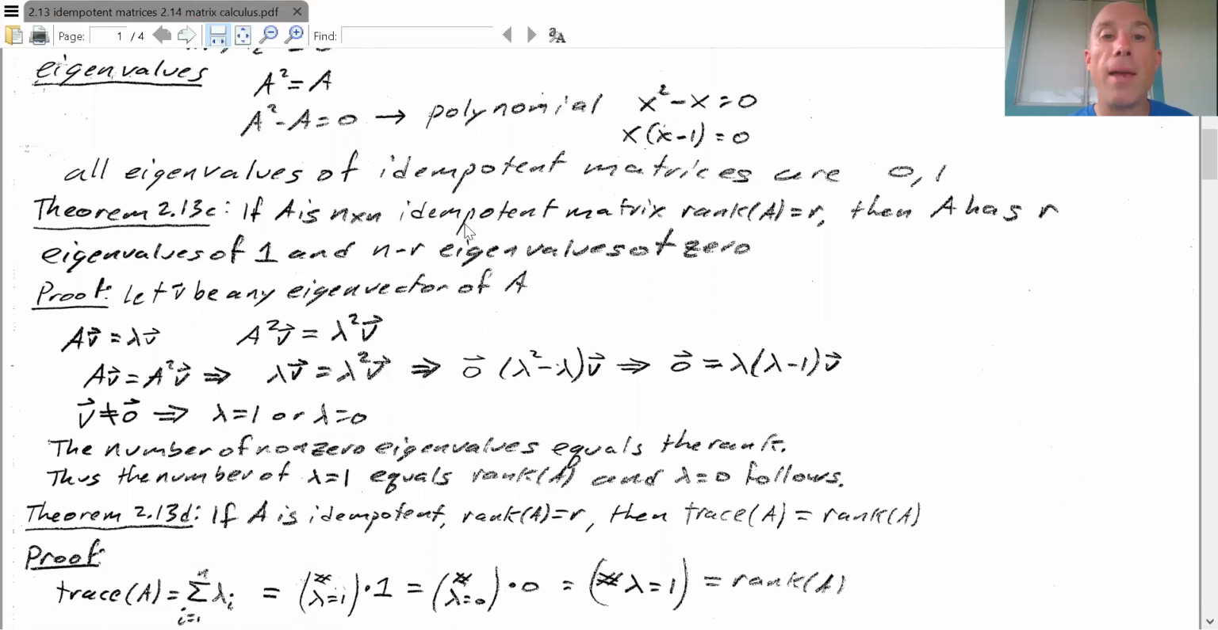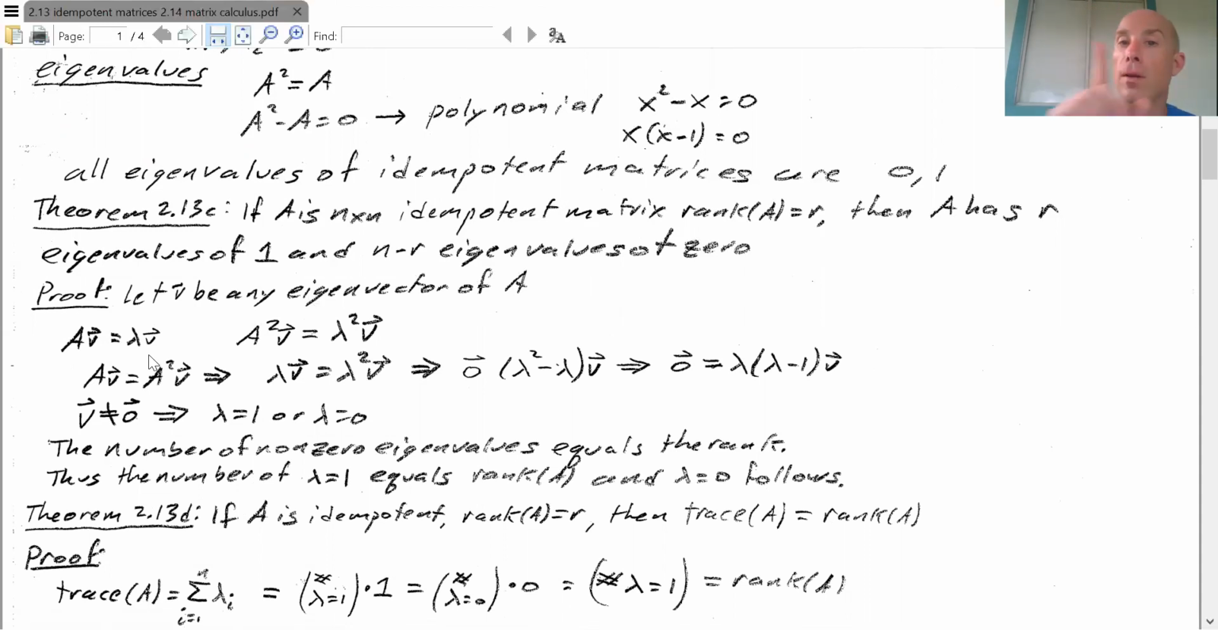If A is an n by n idempotent matrix with rank r, then A has r eigenvalues of 1 and n minus r eigenvalues of 0. Well, let's say that v is an eigenvector of A. Then Av is equal to lambda v. That's the definition of an eigenvector.